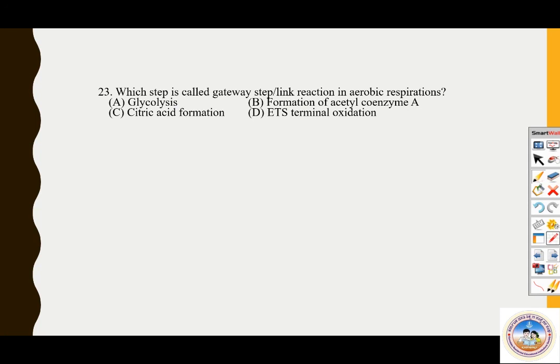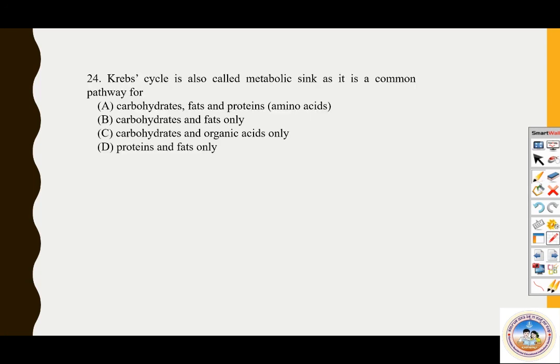Which step is called the gateway step, the link reaction in aerobic respiration? Okay, so which step is usually called the gateway step? So the 23rd question, which is it usually? The formation of acetyl coenzyme A. Why? This will link with your particular Krebs cycle. So it is your B.